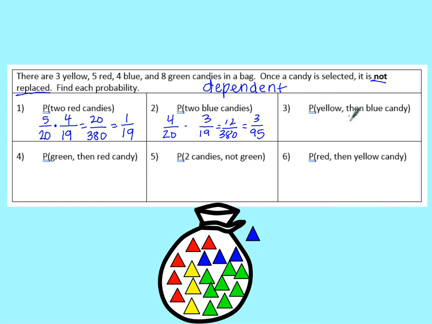In number 3, we want to grab a yellow piece and then a blue piece. When we first have just yellow, there's only 3 out of 20. If I get a yellow, then I'm down to 19 pieces, but I still have 4 blue pieces available. So we have a 3 out of 20 chance of getting a yellow at first, and then a 4 out of 19 chance of getting a blue candy second. That simplifies to, again, 12 over 380, which we said was 3 over 95 in simplest form. Go ahead and pause the video and try 4, 5, and 6 on your own, and then press play to check your answers.